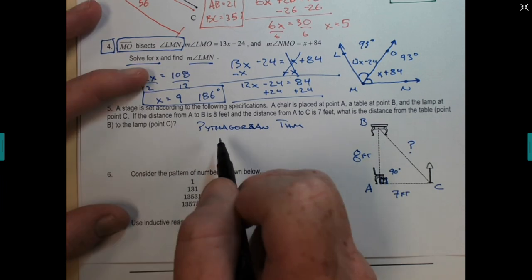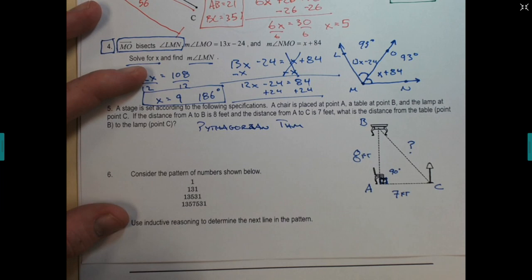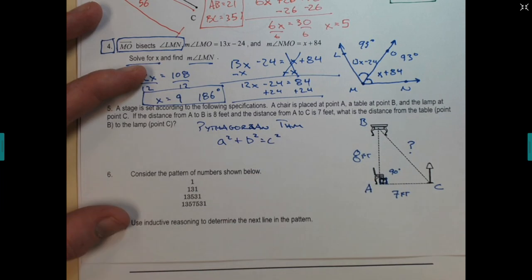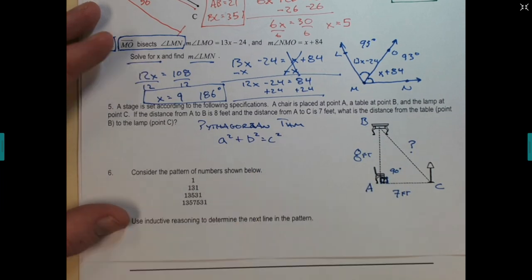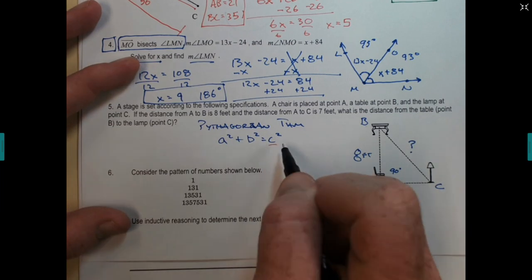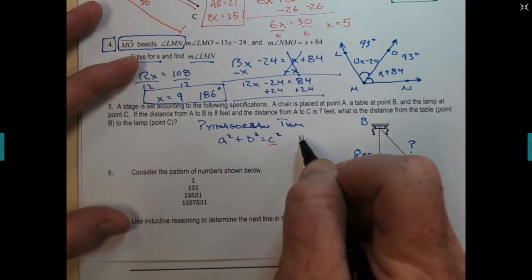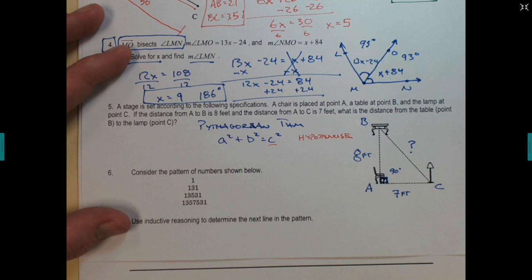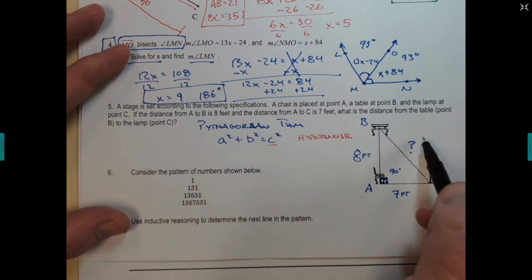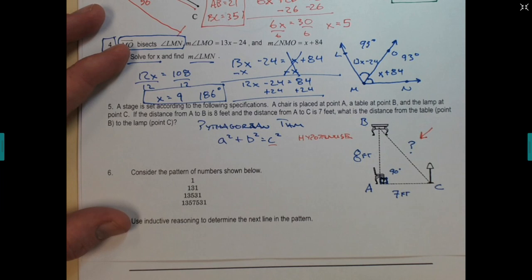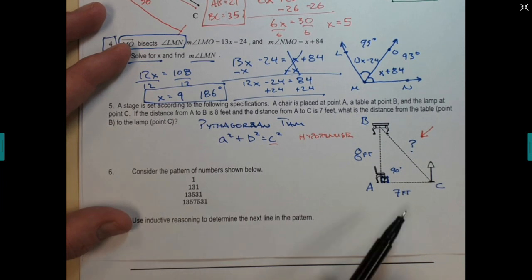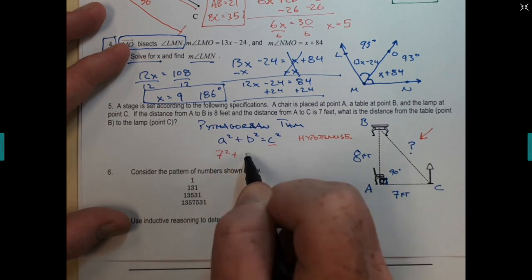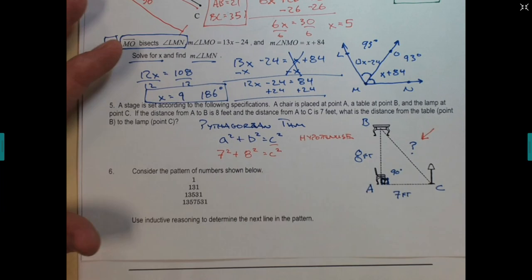The Pythagorean theorem is a squared plus b squared equals c squared. It's the sides of a triangle. So the C there has to be the longest side, called the hypotenuse. So the C, the hypotenuse, is here, which means we just have to plug in the other two numbers to the other two letters. So we need to do 7 squared plus 8 squared equals C squared.